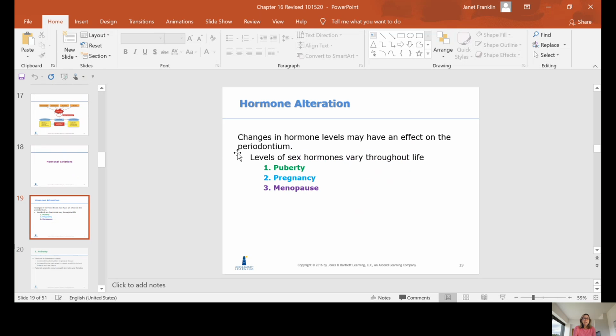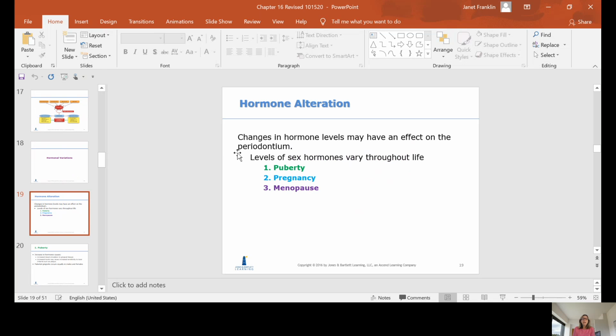Hormonal variations. We've got three types of changes in the levels of the sex hormones. We've got puberty, we've got pregnancy, and we've got menopause. So we've got the early years, the middle years, and the older years.